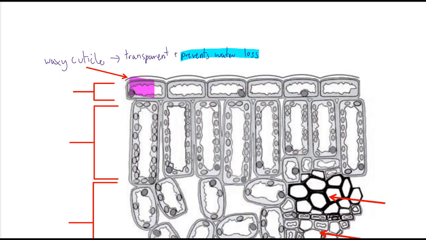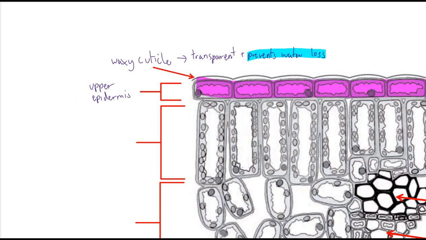The next layer down is this layer, and this is the upper epidermis. And the point of this layer is it protects the upper surface of the leaf. In this layer, there's not really much happening. It's pretty much just a layer of cells which help protect the uppermost surface of the leaf. So there's no chloroplasts or anything, just plain old boring plant cells.